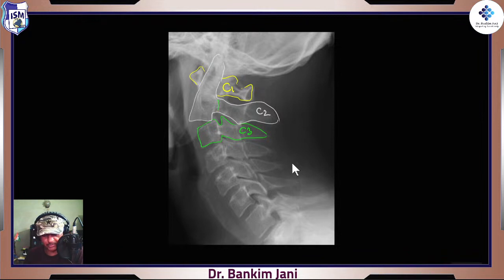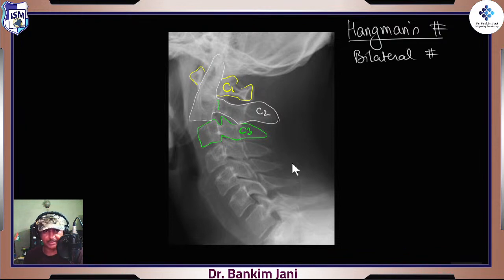So here, this is total displacement, and it is because of the fracture. This is what is called the hangman's fracture. So this is a bilateral fracture. And what really happens in this? The C2 is injured, the axis is injured.